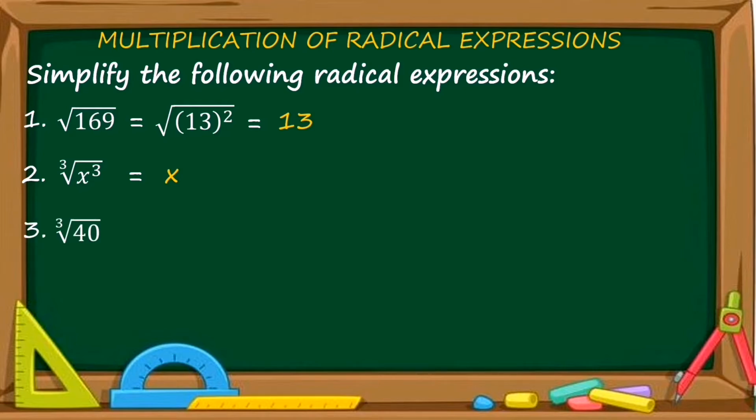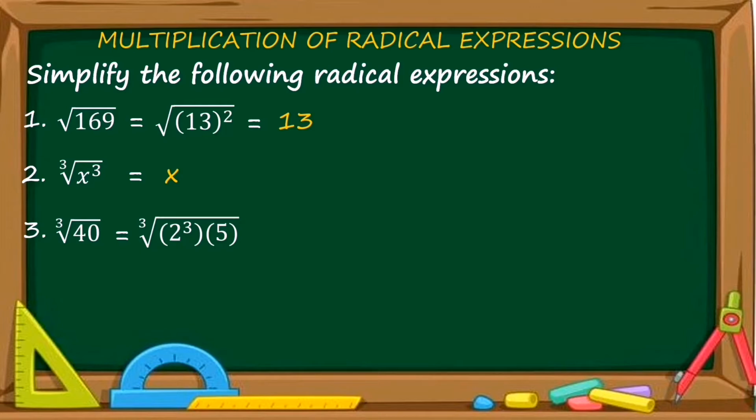Number 3, cube root of 40. Here, we need to look for the factors of 40 and write it in exponential form. So it is equal to the cube root of 2 raised to 3 times 5. It's because 2 times 2 times 2 is equal to 8, then times 5, it is equal to 40.